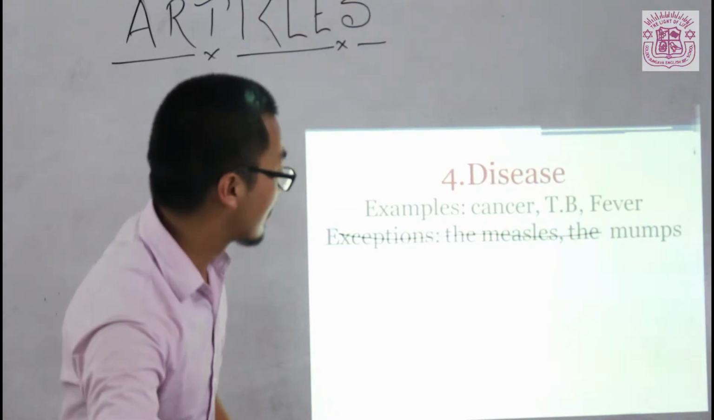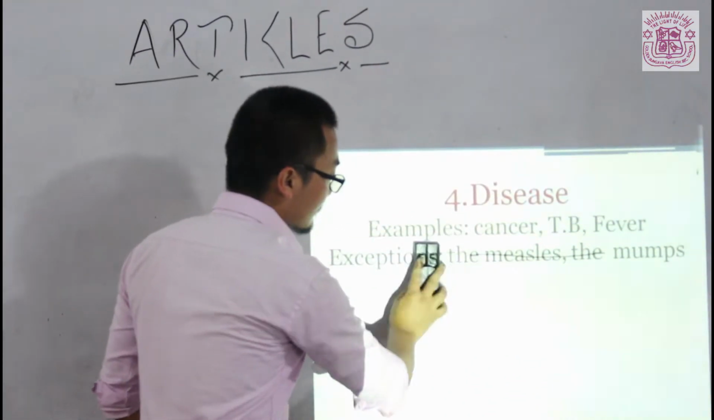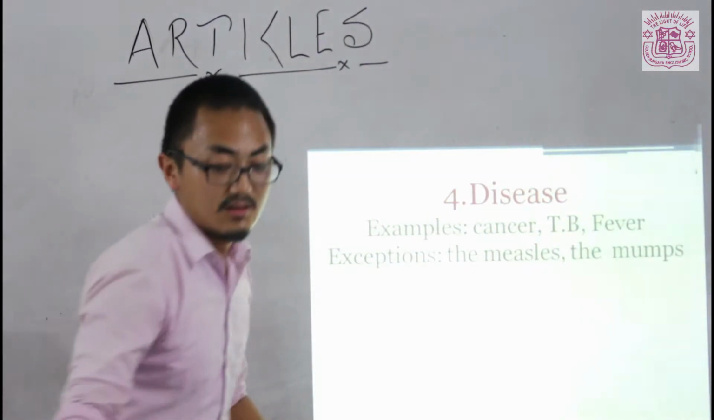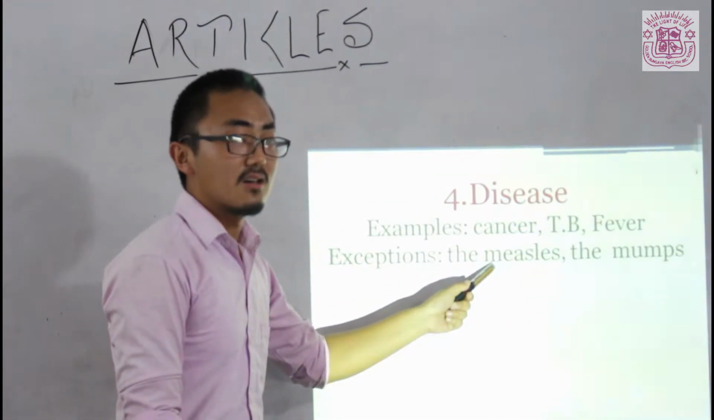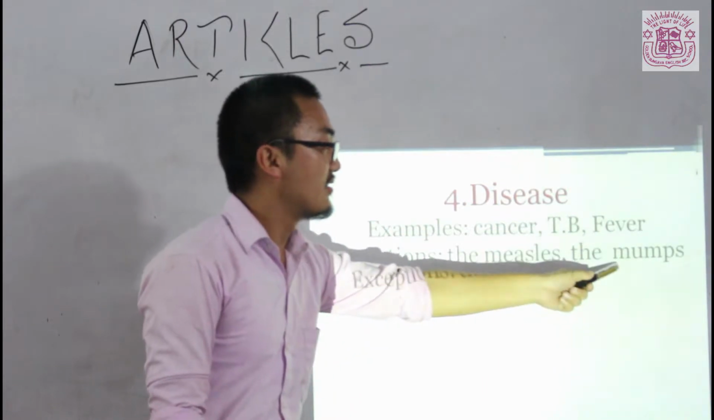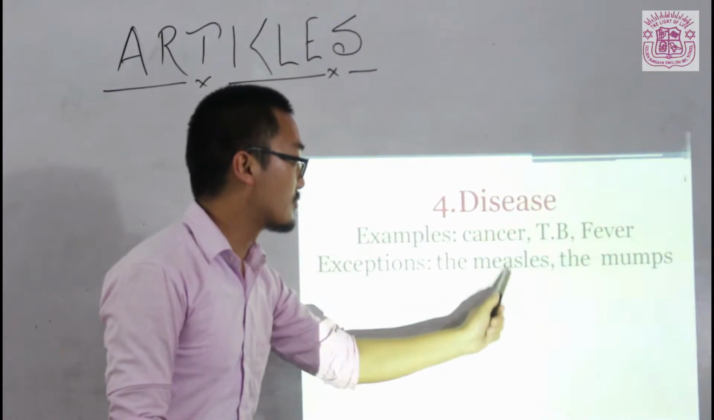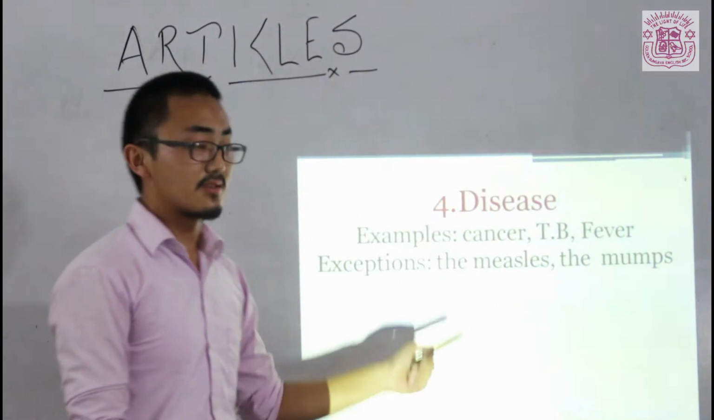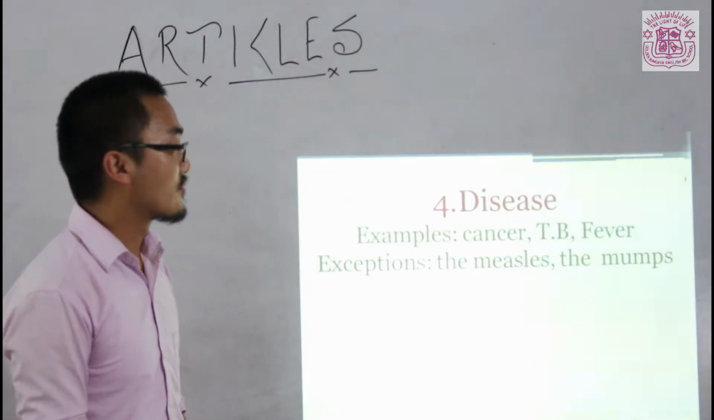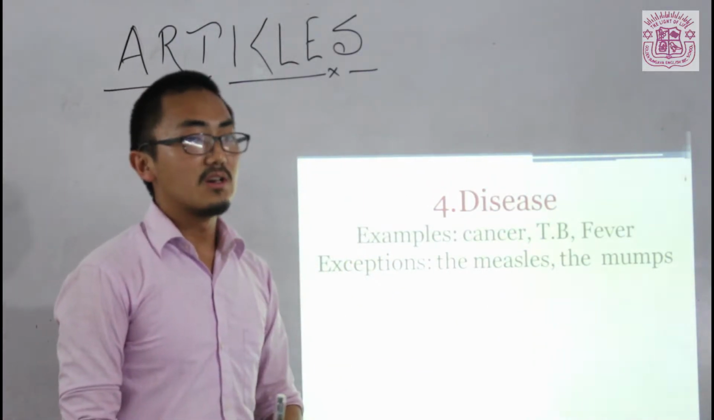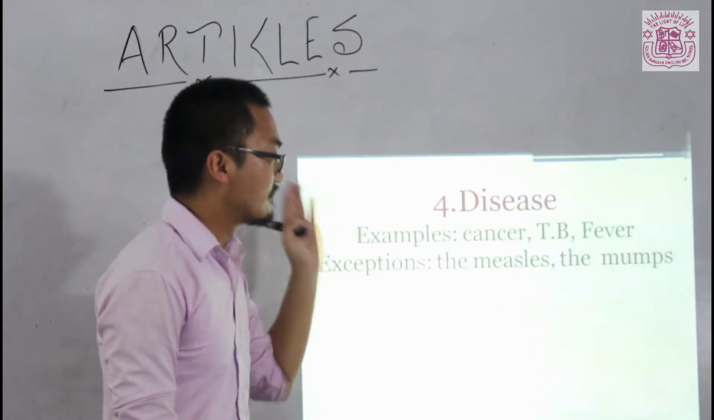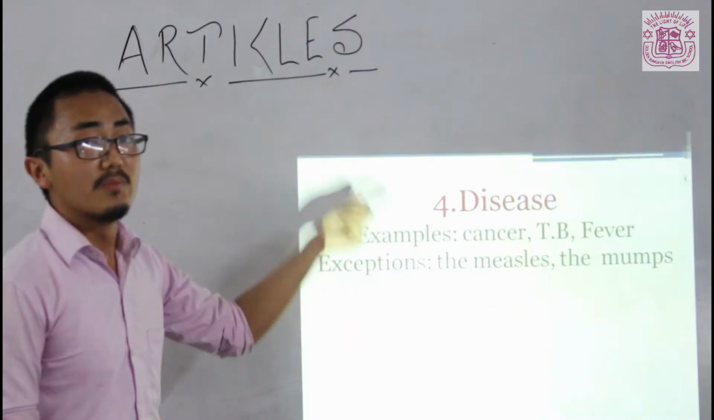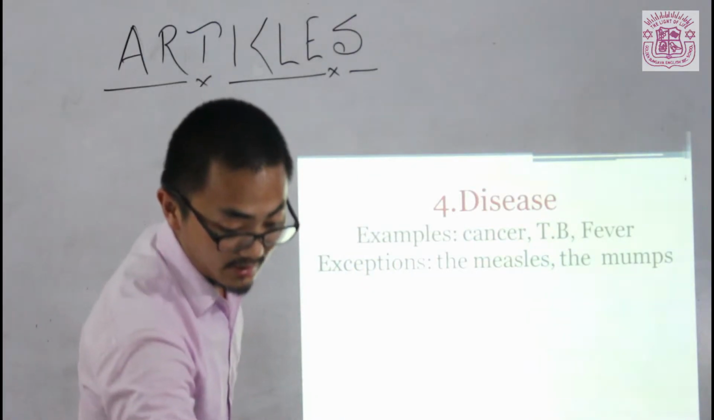But there are two exception cases in disease. Generally we use the in front of the diseases named measles and mumps. These two are the exception cases of this rule. So I think now you got much more information about the removal of the articles. So now let's move ahead again.